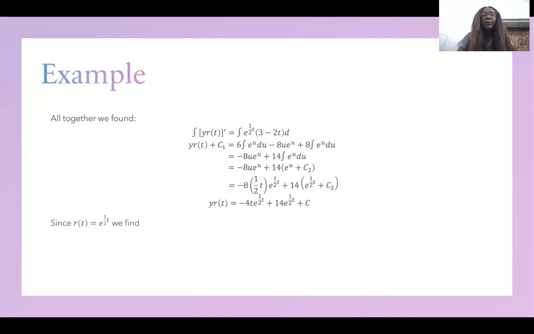And then now what do we do? Well, remember, we want to solve for y, right? So since our r of t was e to the 1/2 t, we're going to divide both sides by that to get our final solution in terms of y. And so that gives us y equals negative 4t, right? Our e to the 1/2 t and our r of t cancel out, plus 14, again, they cancel out. And then don't forget, we also have to divide our constant, right, by e to the 1/2 t as well.